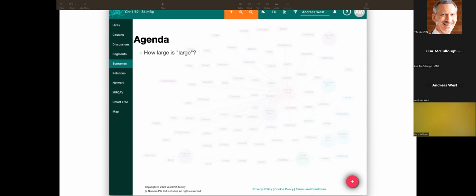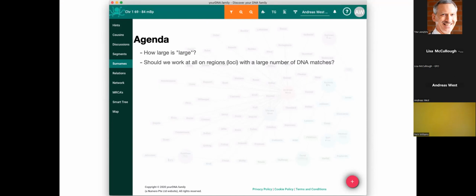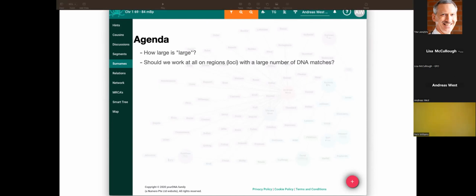So for the agenda, first of all, we're going to very quickly go over how large is really large. What do I mean by large in that sense? And the second point is, should we work at all on regions or loci that have a very large number of DNA matches? That is a question where a lot of people say, well, I don't want to waste my time on that. For the regions where we have a large number of DNA matches, I will go over the reasons, which in my opinion are hopefully the three major ones. Maybe there are more reasons, but I see three of them.